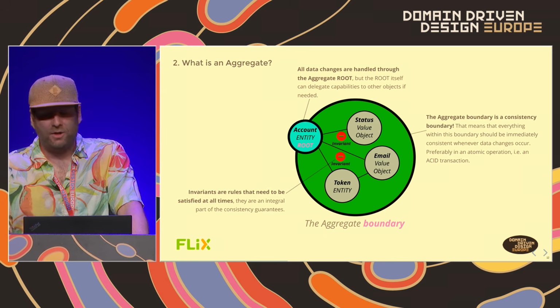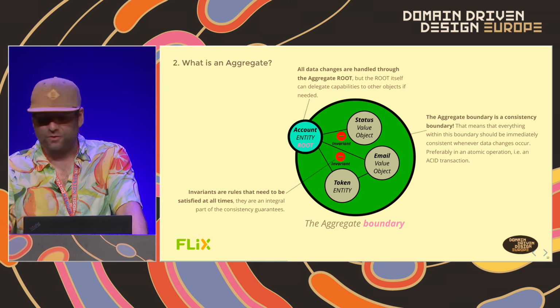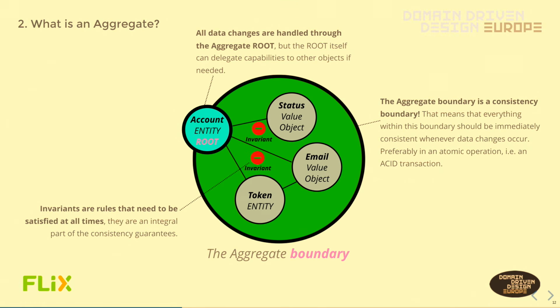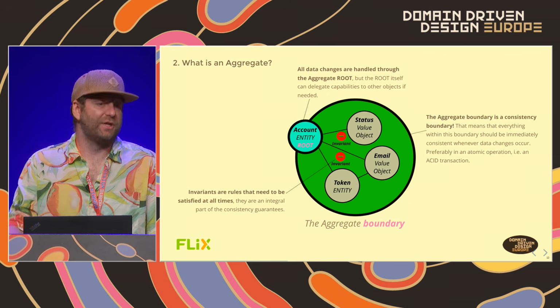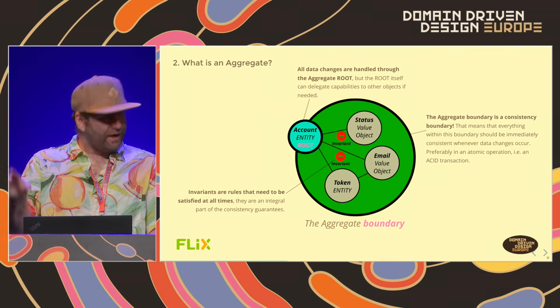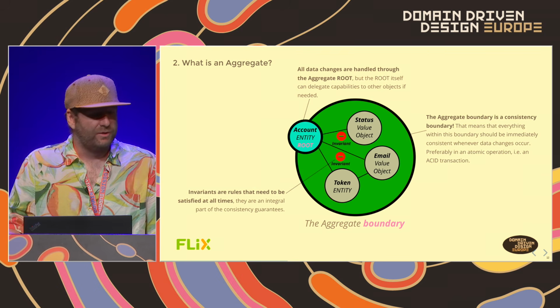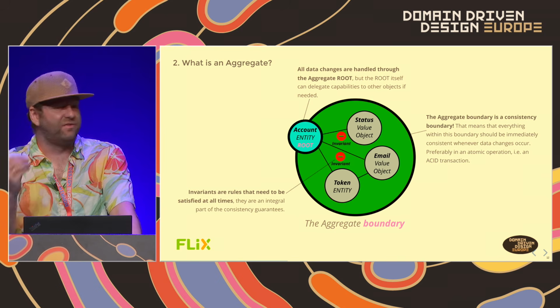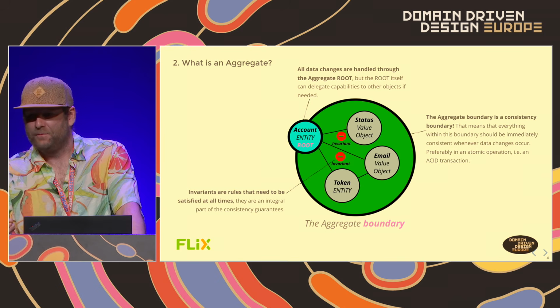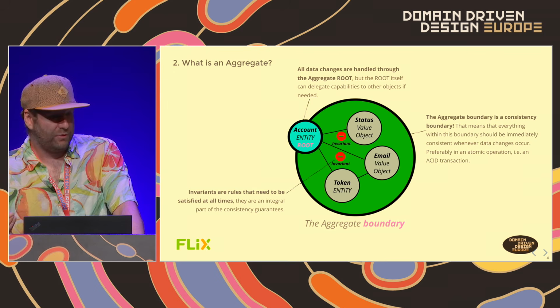So in this example, we have an account entity as a root, so it would be an account aggregate. And we have some value objects or other child entities inside, like a token. And there's also this invariant thing. People starting out with domain-driven design sometimes get confused about what invariants actually are, right? So what does invariant as a word actually mean? It means never changing, even if other circumstances are changing, right? So these are rules that need to be satisfied at all times. And it's also an aggregate's job to enforce these invariants.